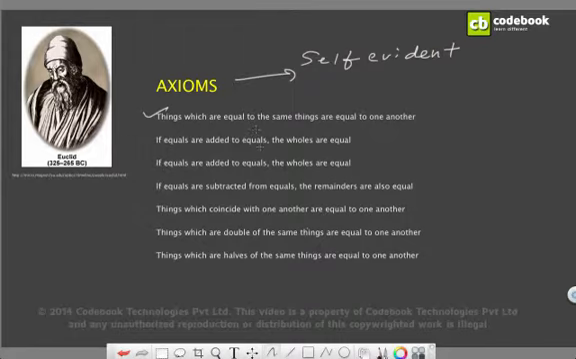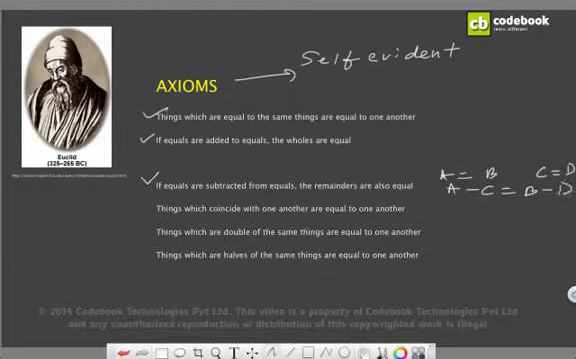If equals are added to equals, the wholes are equal. This is a repetition of the above, so let's take it out. The third thing, if equals are subtracted from equals, the remainders are also equal. Again, this is a self-evident statement. What it is saying is if A equals B, C equals D, then A minus C is equal to B minus D. The next one is things which coincide with one another are also equal to one another. Again, it's a self-evident statement.